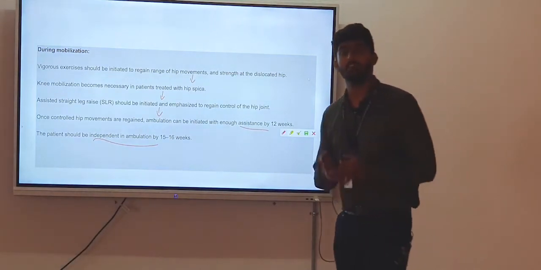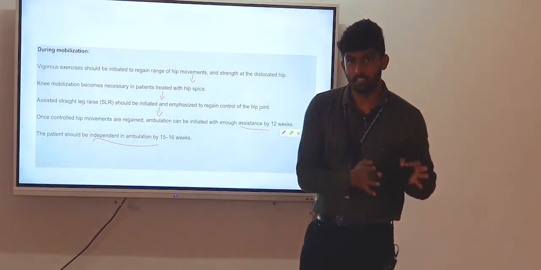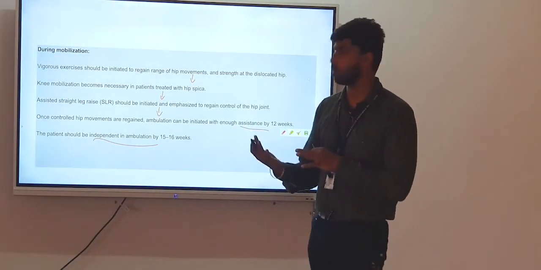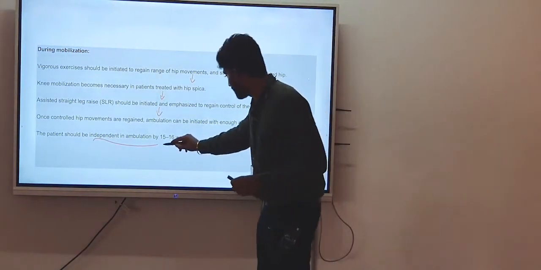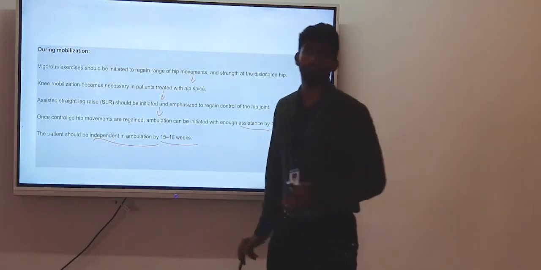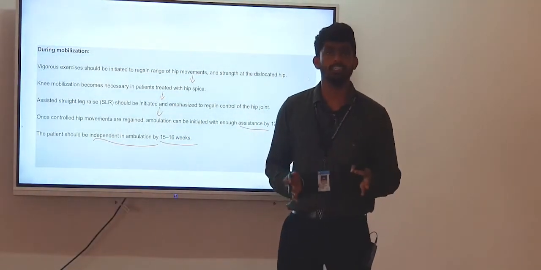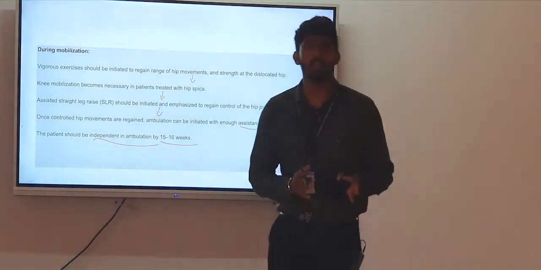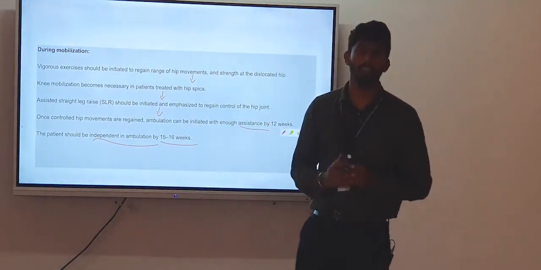So just imagine we start from week 0, and 6 to 8 weeks is the immobilization. After 8 weeks, we start with mobilization. But make sure this is your time limit. It should be there in your goals. Within 15 to 16 weeks, the patient should be able to walk independently by himself.